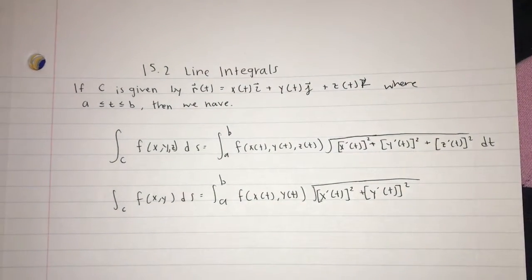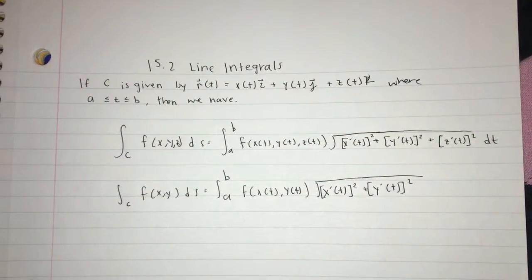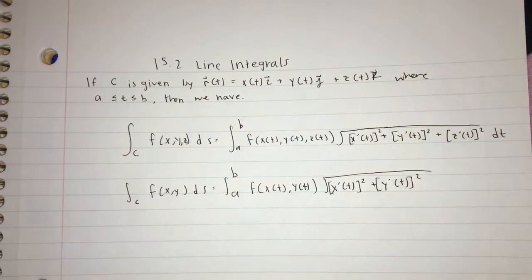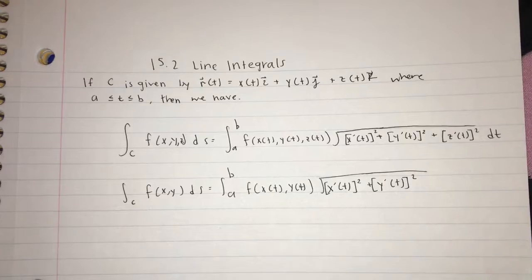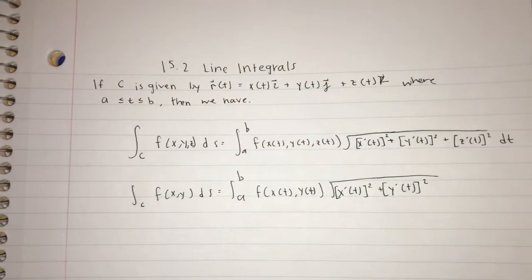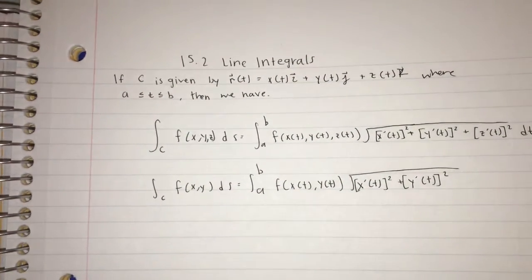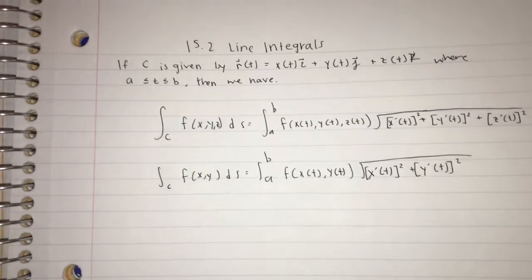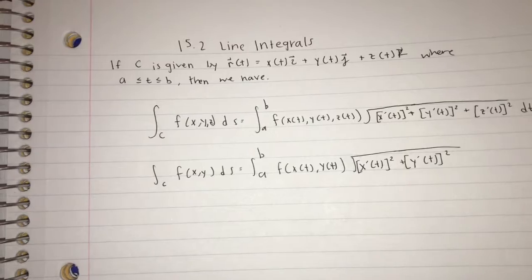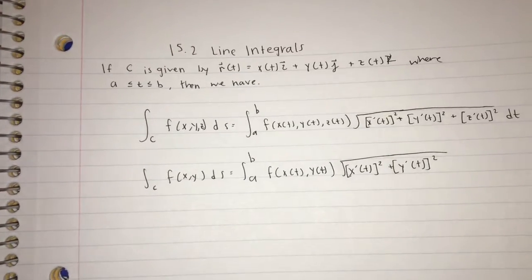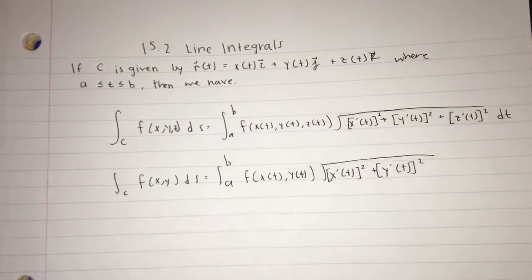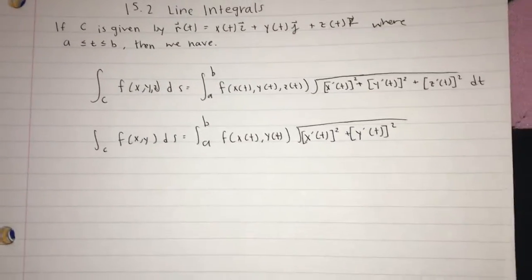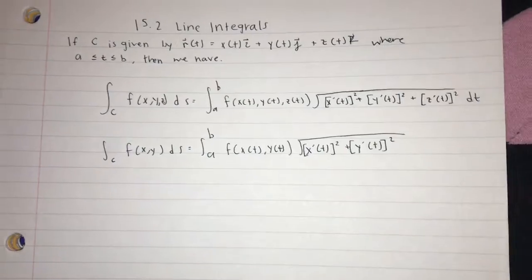So I'm going to be talking about section 15.2, titled Line Integrals. To evaluate a line integral, let f be continuous in a region containing a smooth curve C. If C is given by r of t, which is a parameterized function, then the line integral can be found by integrating the function multiplied by the magnitude of r prime of t, bounded by values of t. This can be used for functions of 2 or 3 variables, as you can see.